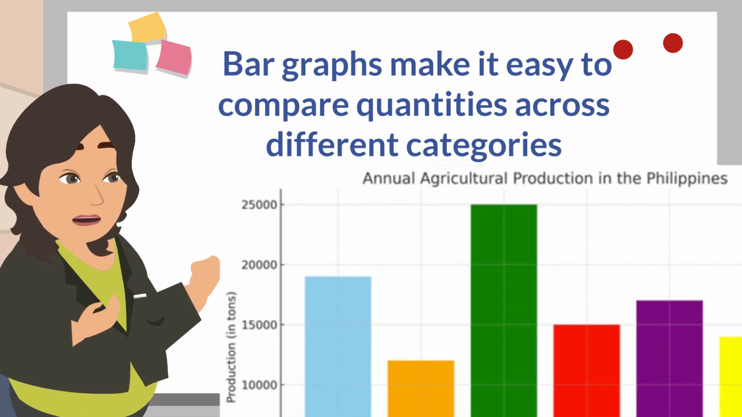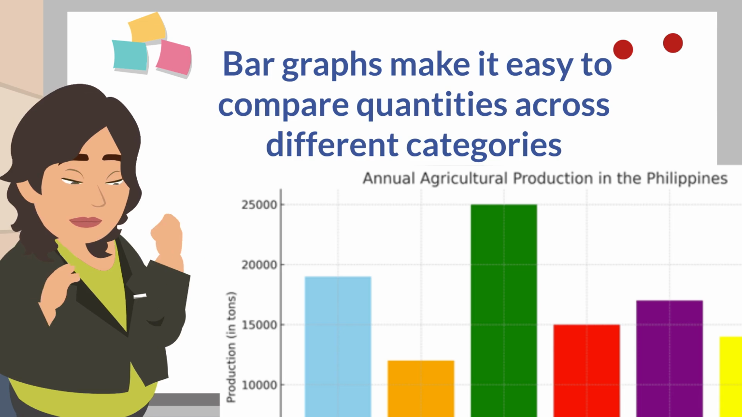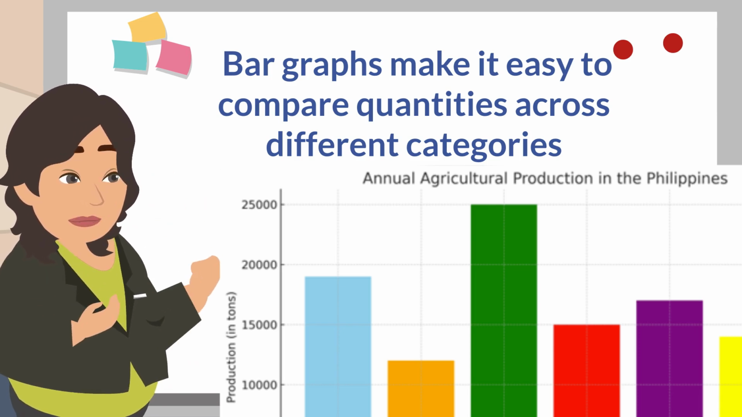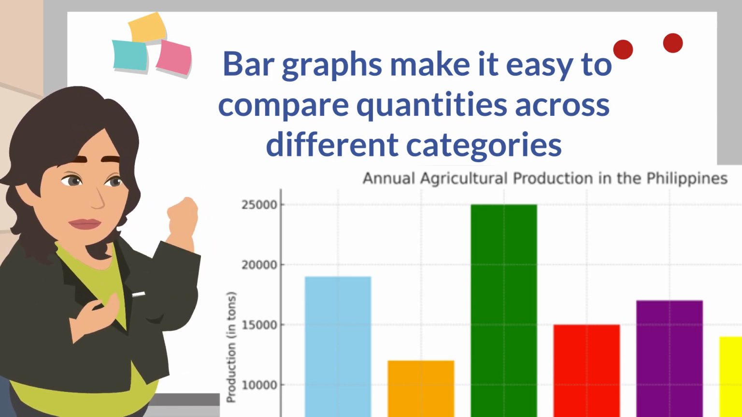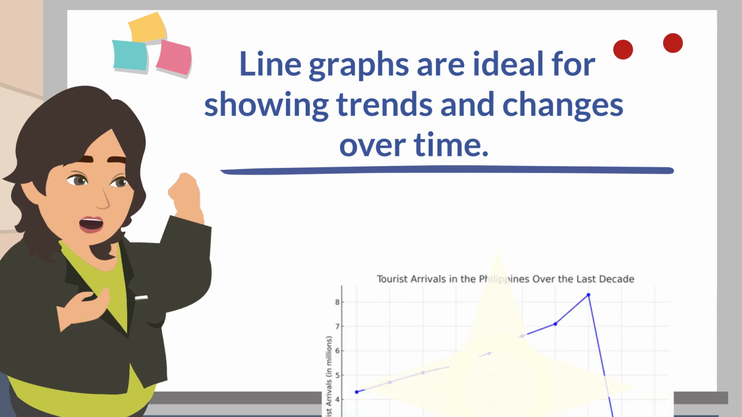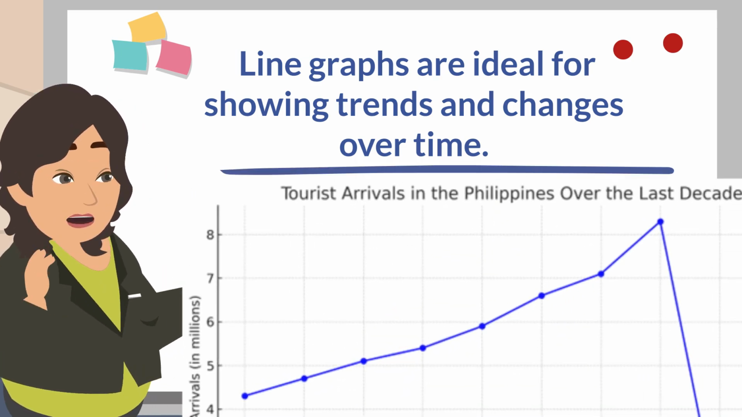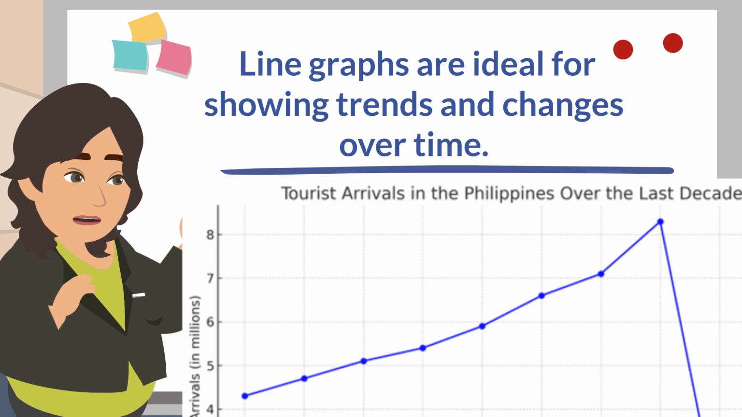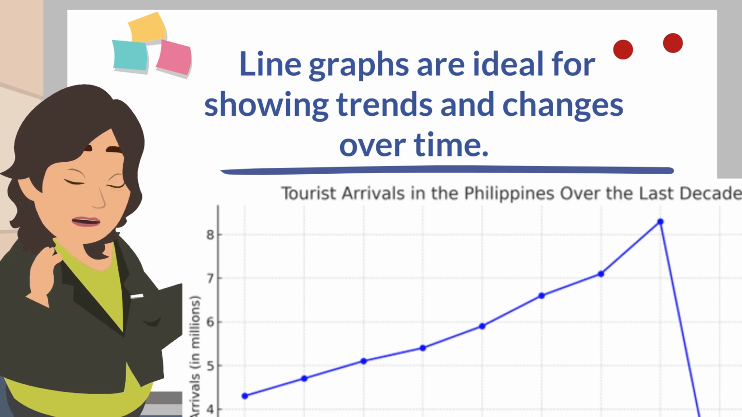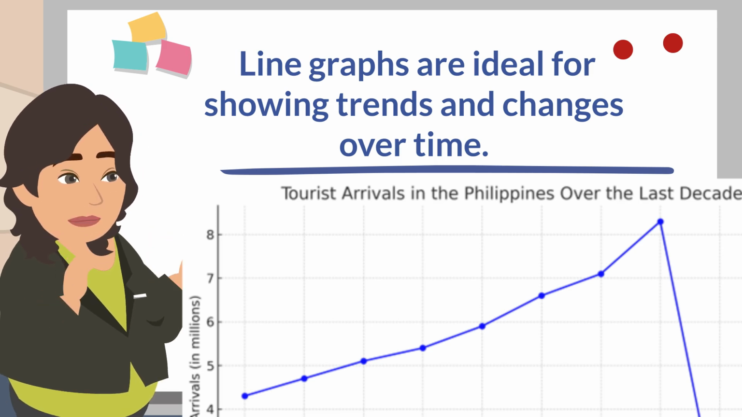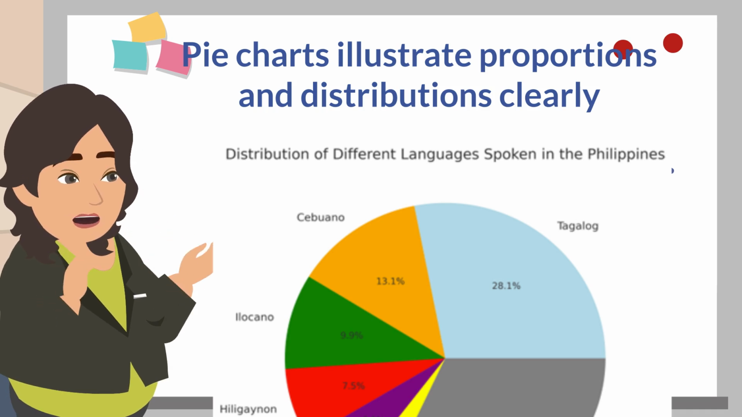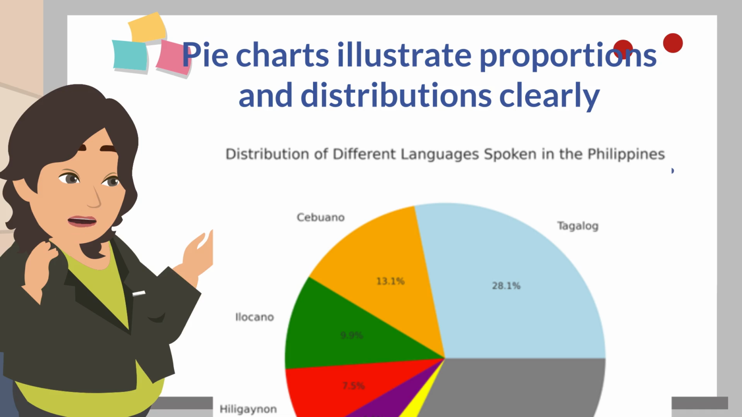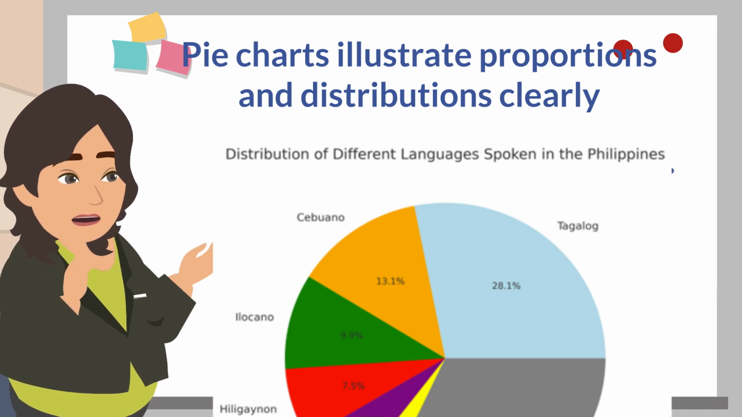A bar graph is used to compare quantities using bars of different lengths. It's perfect for showing comparisons between categories, like the annual production of various agricultural products in the Philippines. A line graph shows changes over time by connecting data points with a line. It's often used to illustrate trends, like the rise and fall of tourist arrivals in the Philippines over the last decade. A pie chart displays parts of a whole as segments of a circle, making it easy to see proportions and distributions. It can show the distribution of different languages spoken in the Philippines.